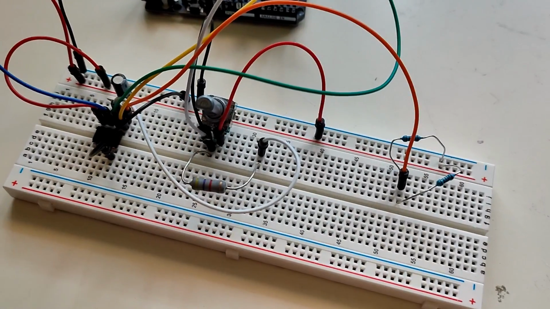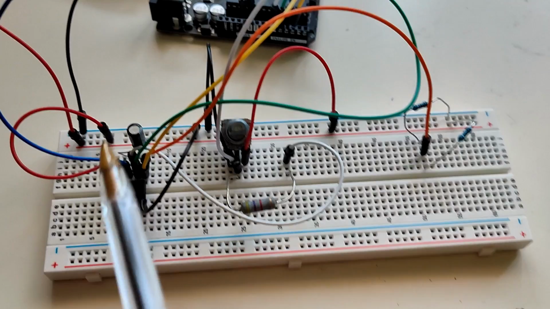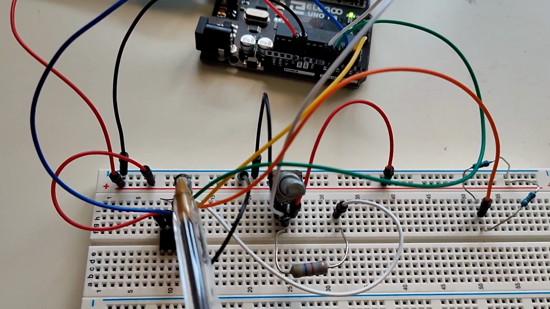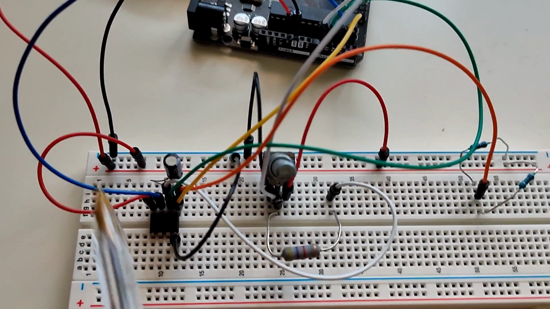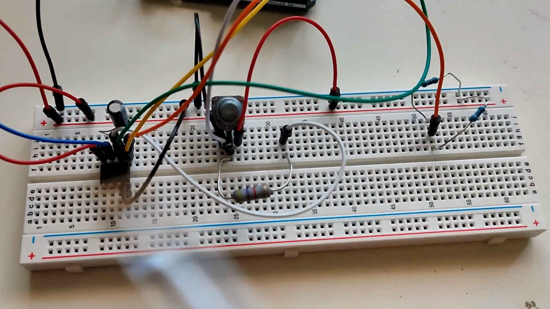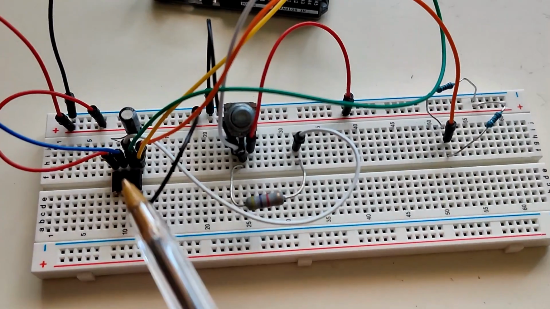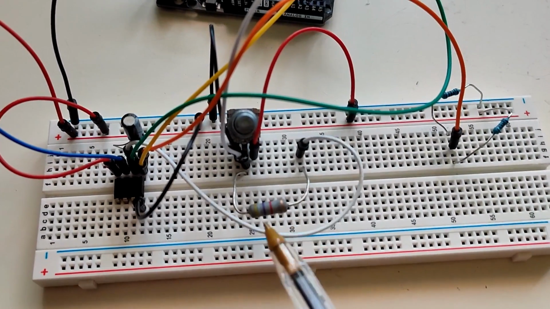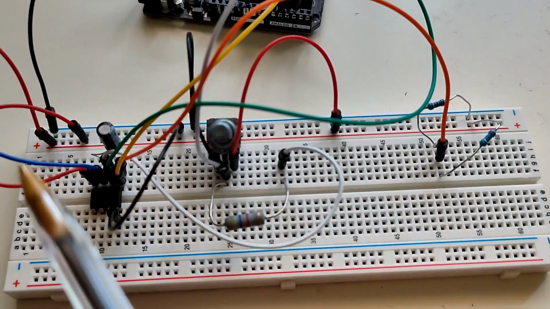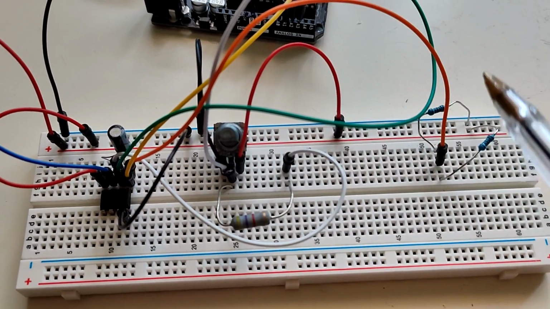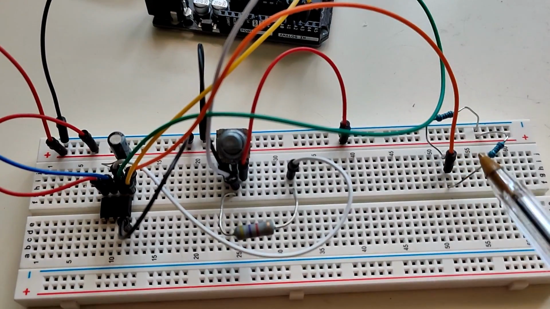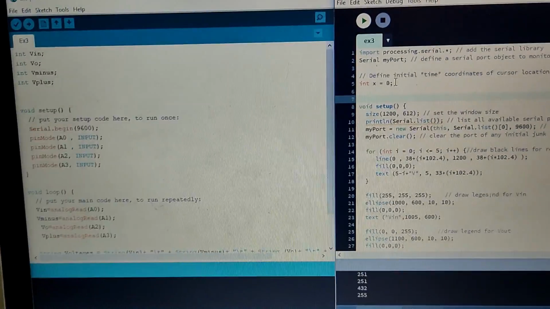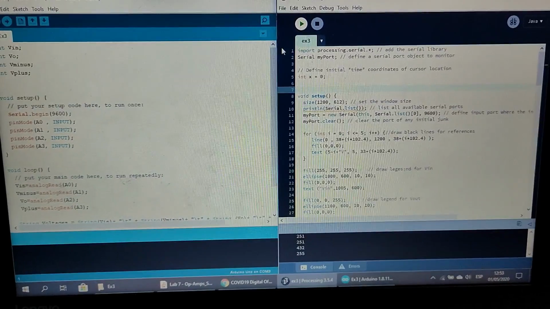Going to our circuit, what we changed was the negative feedback resistor to a capacitor of 10 microfarads, and the resistor between the potentiometer and the inverting input is now 4.5 kilo ohms. The non-inverting input is kept at 2.5 volts again. Going to our code, we didn't change anything, and the same goes for Processing.